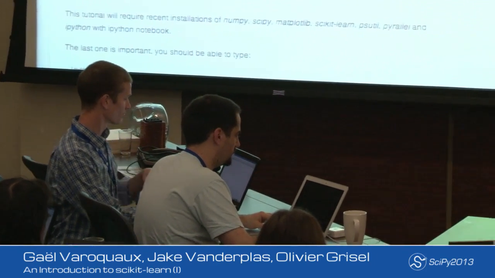So Olivier is right now an independent consultant, working pretty much on data mining, data processing in Python. Jake is a researcher in astronomy using machine learning for astronomy. And I work in neuroimaging, so brain imaging, and I use machine learning for brain imaging.